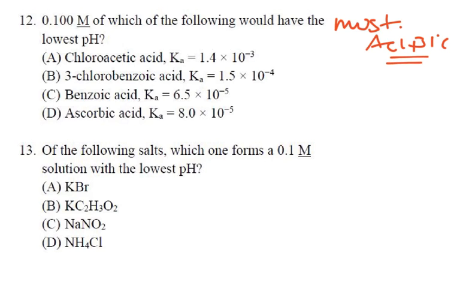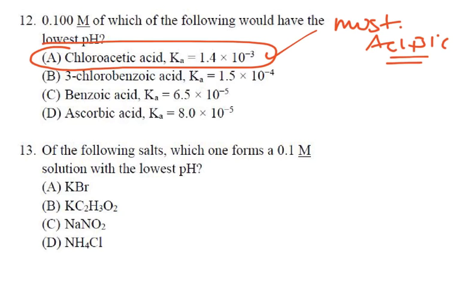So who's going to be the most acidic? Well, whoever has the largest Ka. The largest Ka is the most product favored, the most dissociated, the strongest acid. So looking at these numbers, 10^-3 is going to be bigger than the other ones. So the answer is A. My most acidic is my largest Ka.